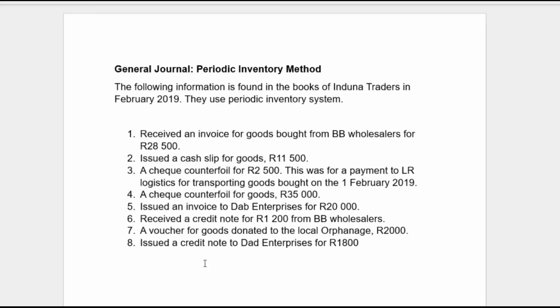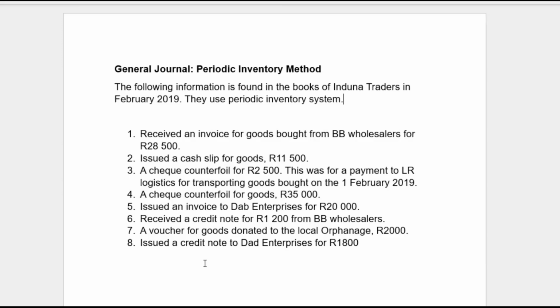The next transaction says you have issued a cash slip for goods 11,500. So here, whenever you issue a cash slip, it means you are selling goods to your clients or your customers. A cash slip issued is a source document that you as a business issue to your clients when they purchase goods from you, right? So it basically means you have sold goods.